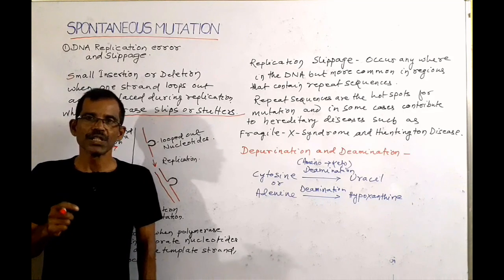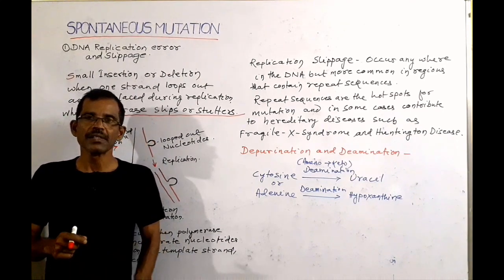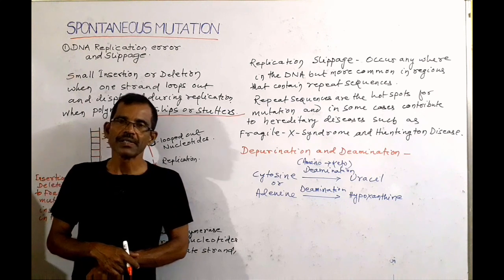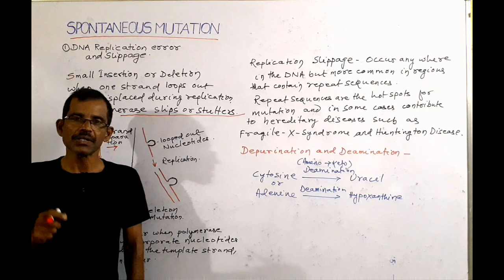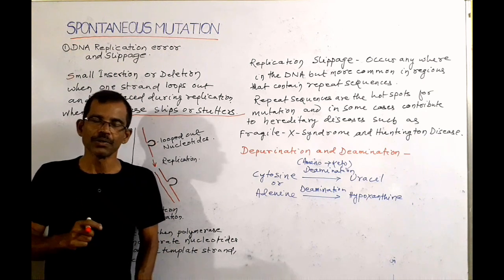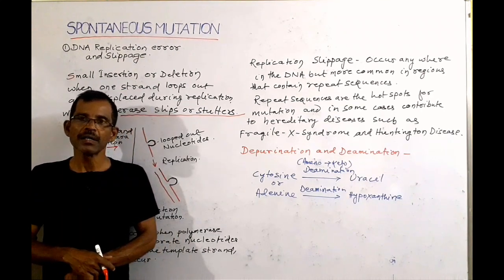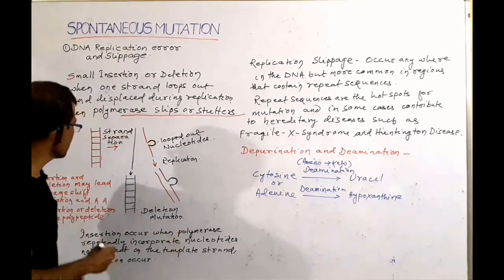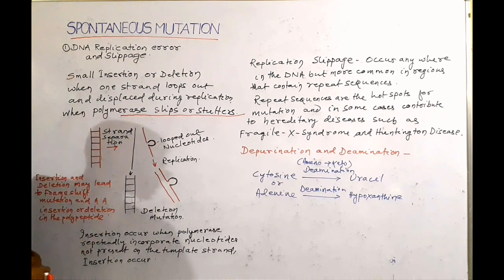In addition to mispairing and point mutation, small insertion and deletion can also occur during DNA replication. Insertion and deletion occur when one of the DNA strands of the template loops out and is displaced during replication, and when the DNA polymerase slips and stutters. So friends, now we shall see that this is a DNA template. So this DNA template will be replicated.